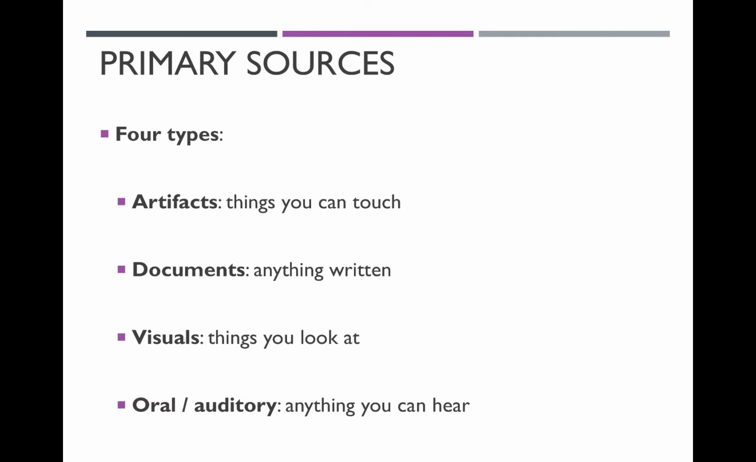There are four types of primary sources. There's artifacts, so again, things that you can touch; documents, anything that's written; visuals, things that you can look at; and oral or auditory, anything that you can hear.